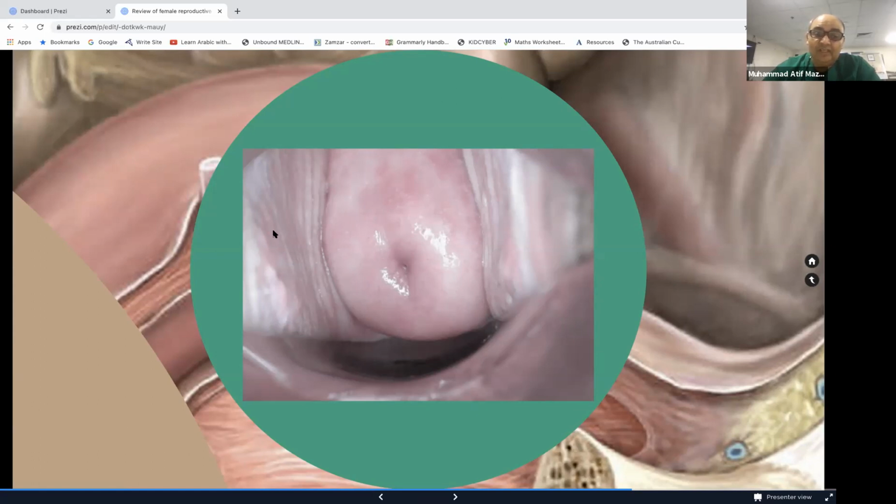This is a real image which has been taken during an examination. You can see this is the wall of the vagina. These are the fornices, and this is the external os, and this is the cervix. And if someone has some growth, some malignancy, people can take pap smears. So these samples have been taken from these areas. Are we good?